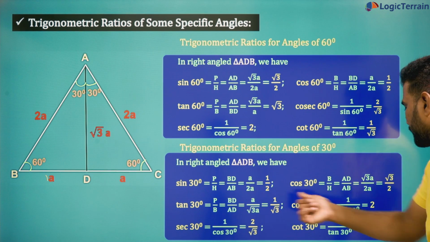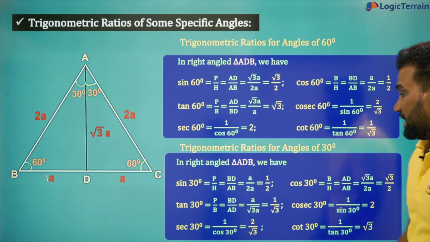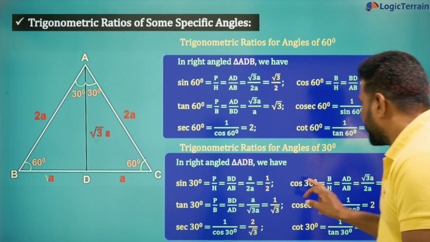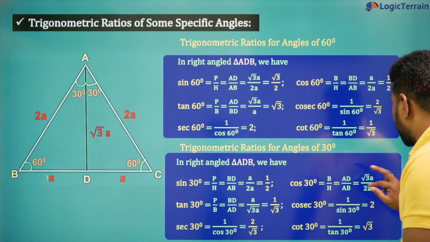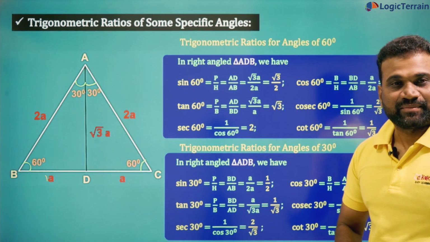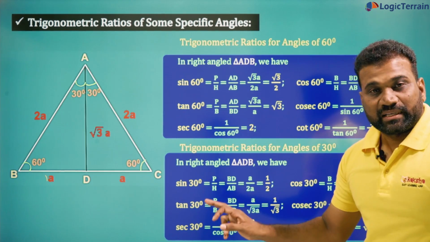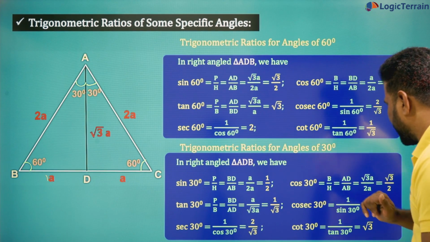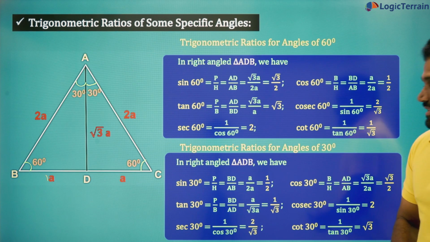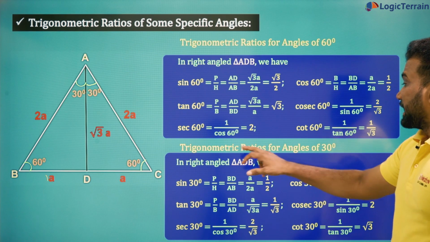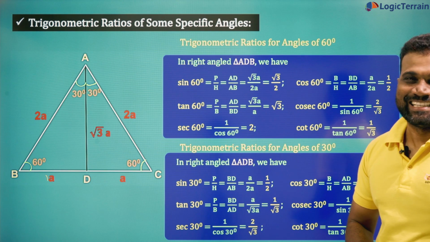So 2 over 1, which is 2. And secant 30 degrees. Secant and cos are reciprocal to each other, just reverse it: 2 over square root 3. And cot 30 degrees. Cot and tan are reciprocal to each other, just reverse the tan 30 value, that is square root 3. So these are the values of trigonometric ratios for angles of 30 degrees.